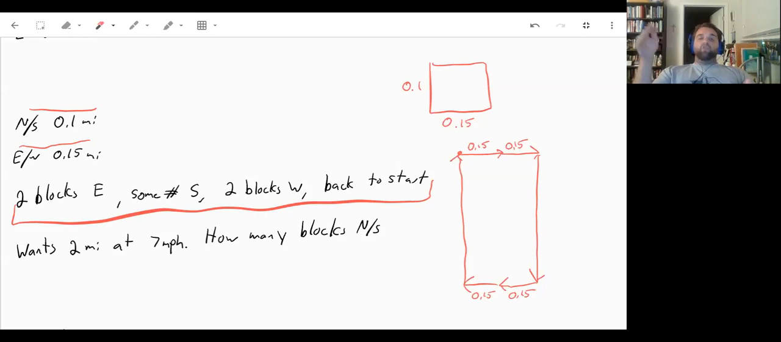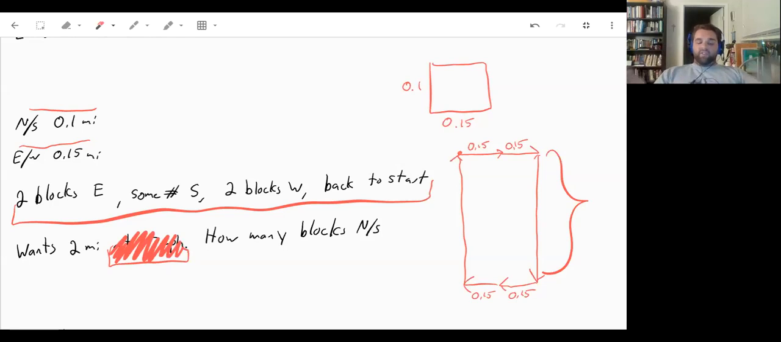Now we go back to that last sentence about what our goal is. We want to run 2 miles at a rate of 7 miles per hour. How many blocks do we need to go north and south? Well, that's not asking anything about speed. So this whole part about going 7 miles per hour, nothing else in the question talked about time, and it doesn't even matter for the final answer. That part's just there to throw you off. So you can ignore that part.